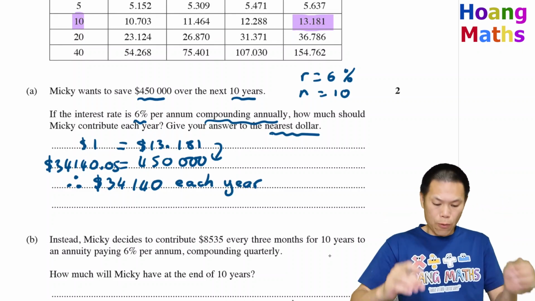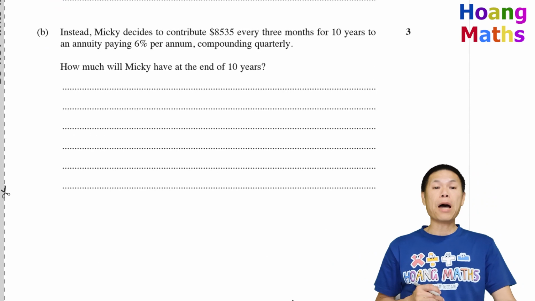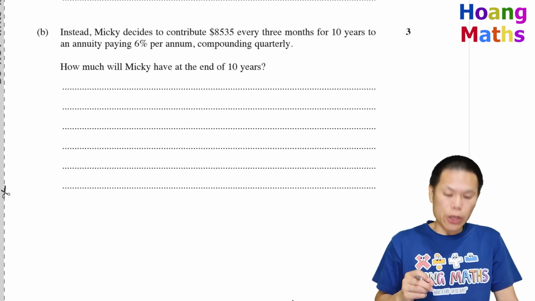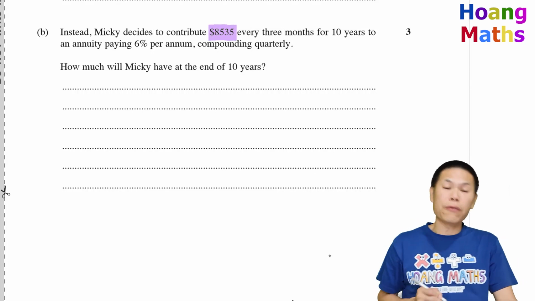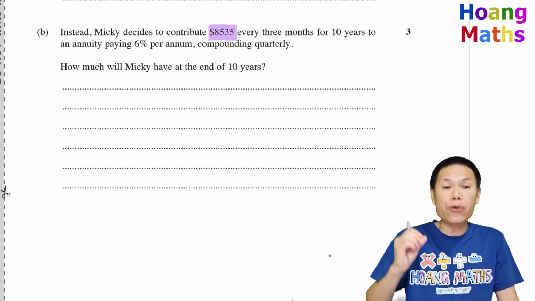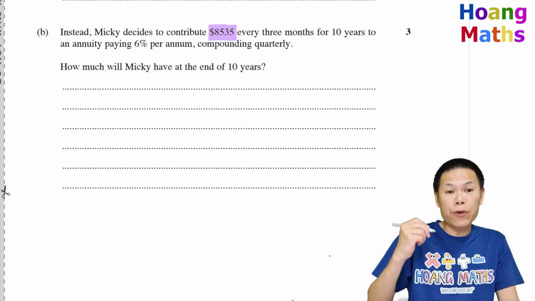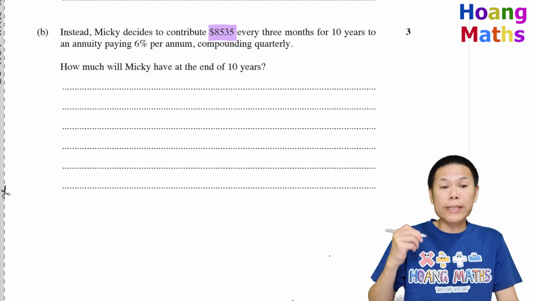So there you go. Part B. Mickey decides to contribute $8,535 every 3 months. That means every quarter for 10 years.